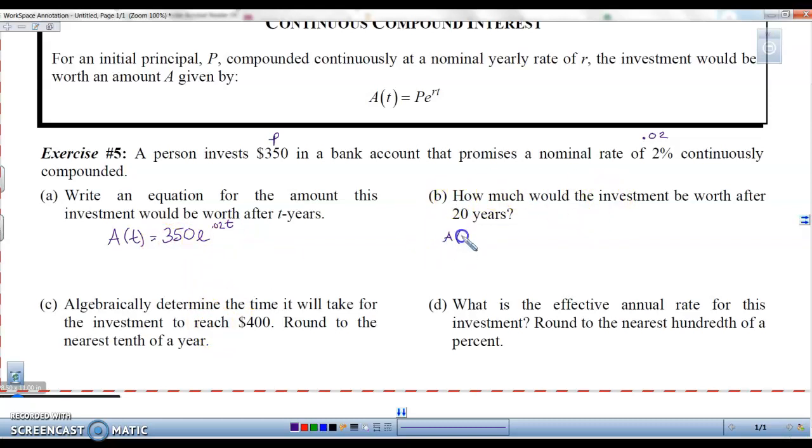So how much would the investment be worth after 20 years? You were looking for A of 20. All right, so plugging in, we have 350 times e to the 0.02, and then t in this case would be 20. So if you put that in your calculator or in decimals, you should end up with approximately $522.14. That should be on the Edpuzzle from previously, just to work from that.